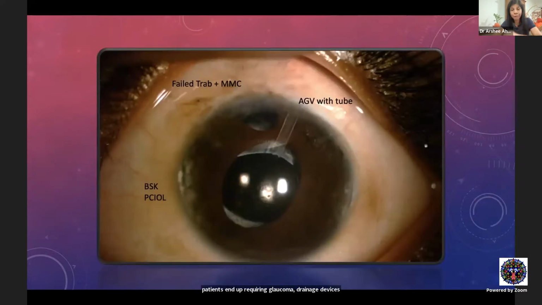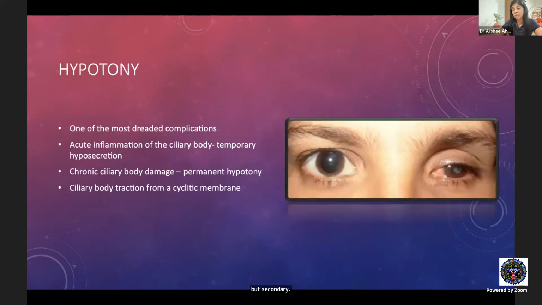So this is the photograph of a patient we had who had actually undergone lens placement, IOL placement elsewhere. And if you can see, the IOL is actually in the sulcus, and this has led to a chronically inflamed eye. The patient first underwent a trabeculectomy with MMC, which failed, and ultimately this patient required AGV with tube. Of course, with this, the pressures were okay, but secondary glaucoma is a very devastating complication, and we should try to avoid it at all possible costs.